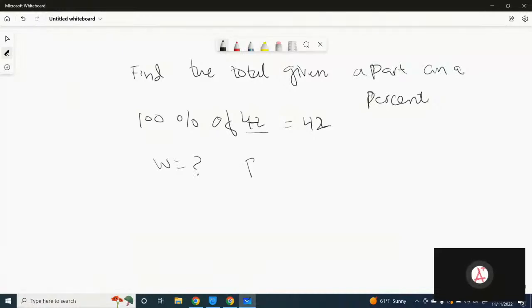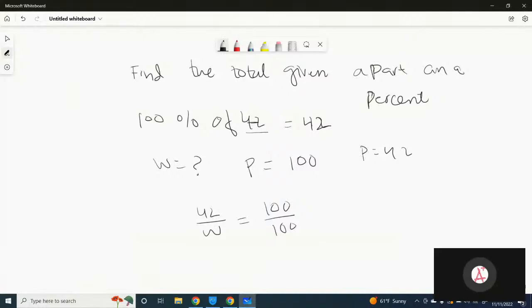You are given a percentage, that is 100%, and the part is 42. 42 is the part of a whole number. You have to find actually the whole number. Got it? You just have to form the proportion. Part divided by whole number: 42 divided by the whole number, and 100 divided by 100 because it is 100%.